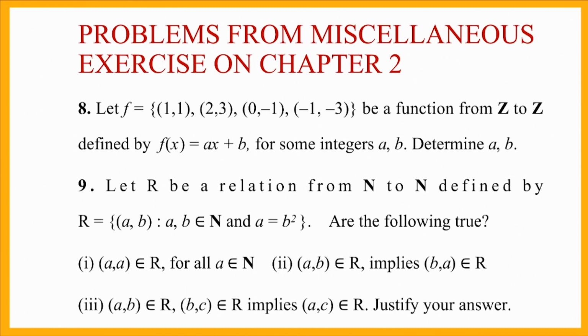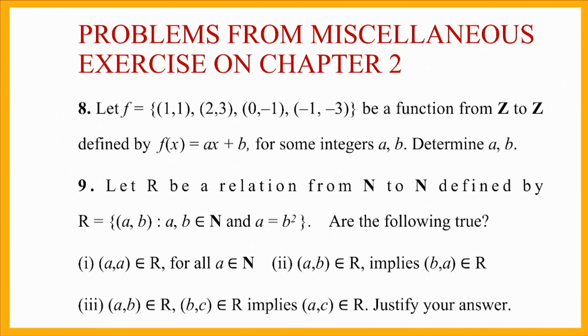What is the first one? The first one is (a, a) belongs to R for all a belongs to N. Second one he says (a, b) belongs to R implies (b, a) belongs to R. Third one, (a, b) belongs to R, (b, c) belongs to R implies (a, c) belongs to R. He is asking, are they true? And then he says, justify your answer.